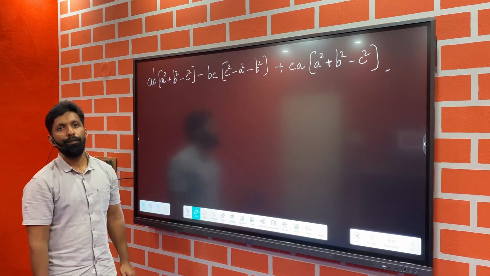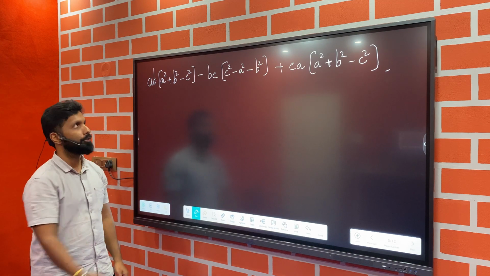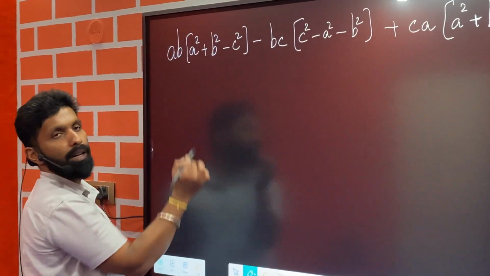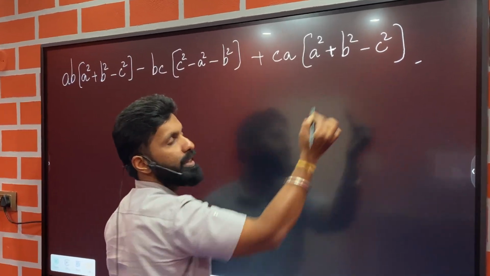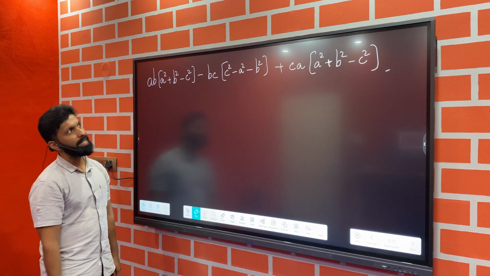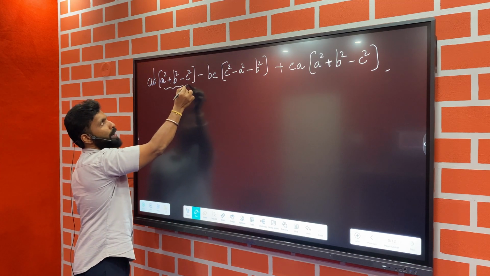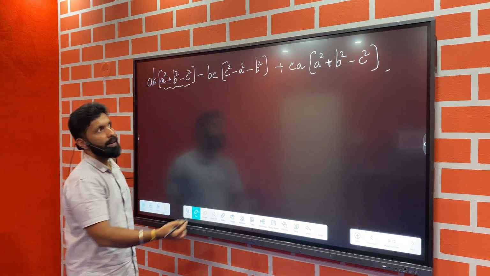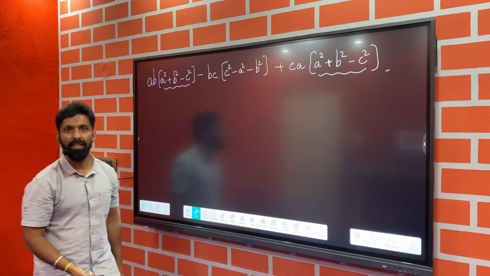So first identify the number of terms. So I'm sure you are able to identify the number of terms. So this entire thing is term 1, this entire thing is term 2, and this entire thing is term 3. So there are totally 3 terms. Okay. Now do I see something common? No, because I can see a square plus b square minus c square. I can also see the same term here, a square plus b square minus c square.